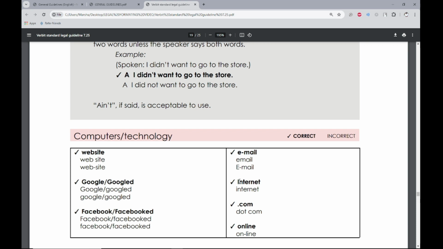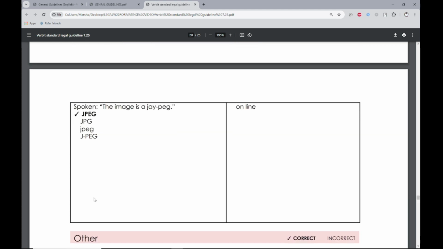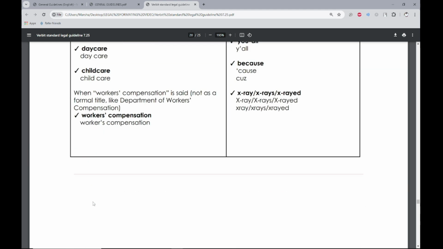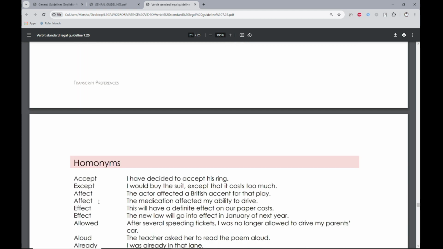Internet, this one I think is for all the companies. They will require you to capitalize the I in Internet, .com, like that. I think we are done with most of the guidelines.